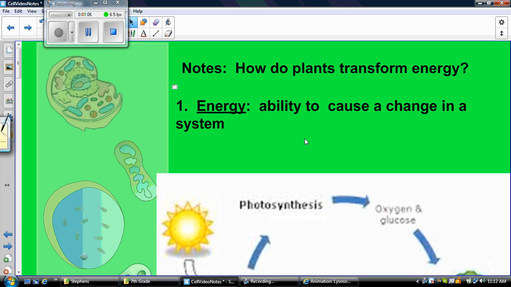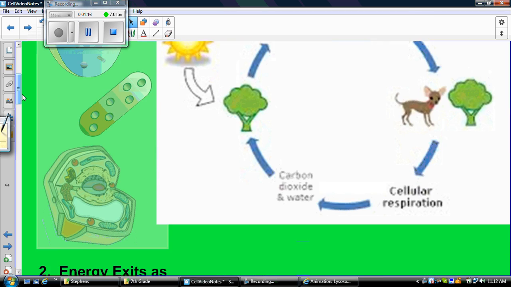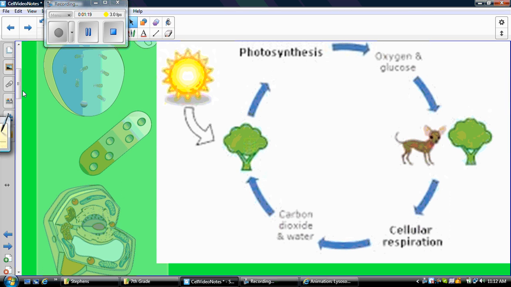To start off, let's do a quick review on what energy is. Energy is the ability to cause a change in some system. Right now we're going to talk about how energy is going to cause a change in our cells, in the matter inside the cells. We're going to talk about how energy is going to go into a cell and make some changes there. What you're looking at with that picture is basically a cycle showing where plants are taking in the sun's energy, and through the process of photosynthesis, those plants are going to be able to take the sun's energy and convert it into chemical energy, which is what the oxygen and glucose contain.